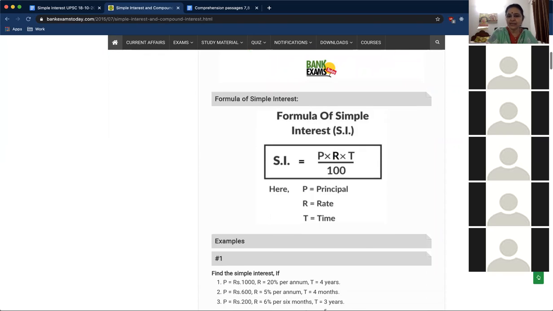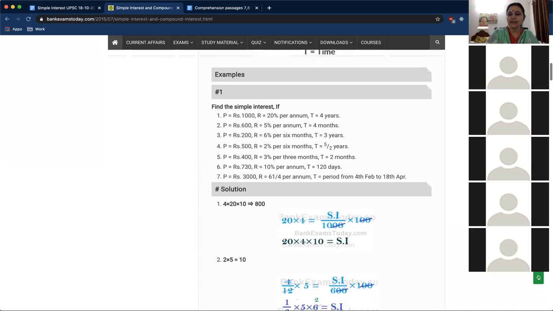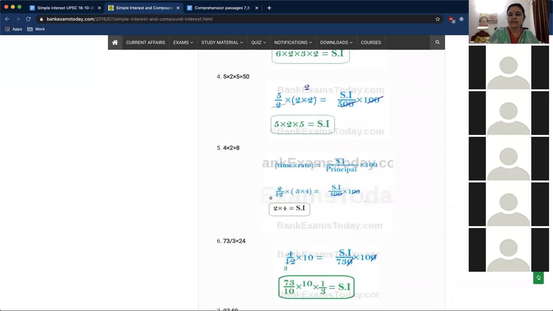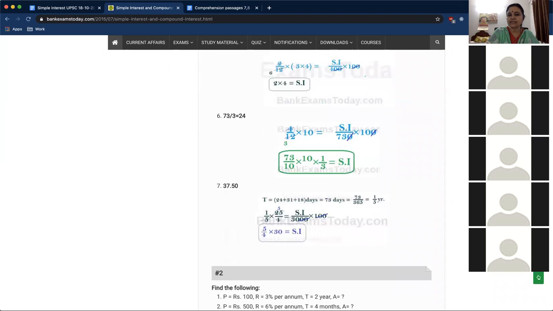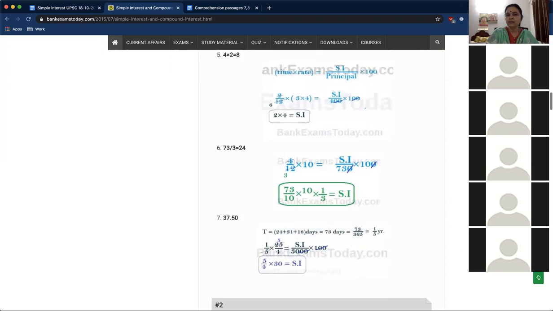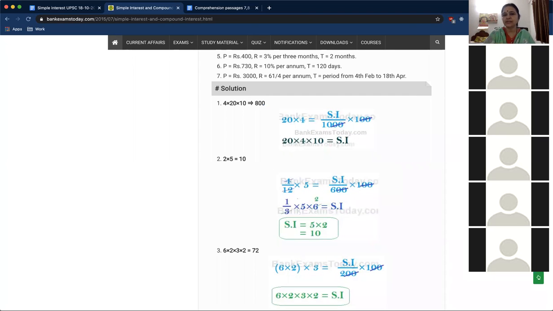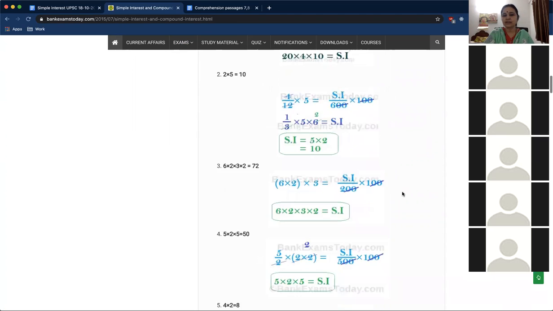In this particular website, it has been given how to find different formulae, like if the principal and the interest are given, how to find the rate. Several examples are there. Those who want to refresh this topic, please note down this website. There are a lot of problems given for simple interest.